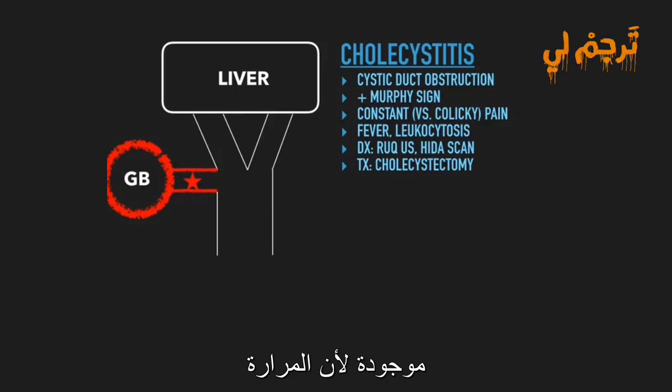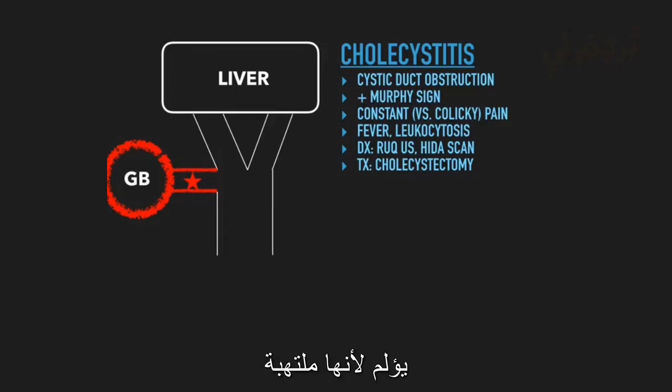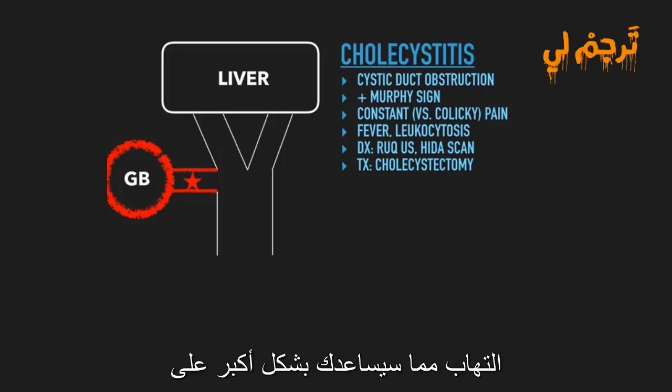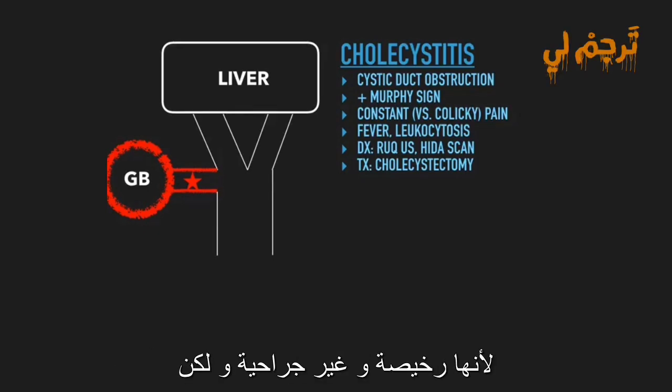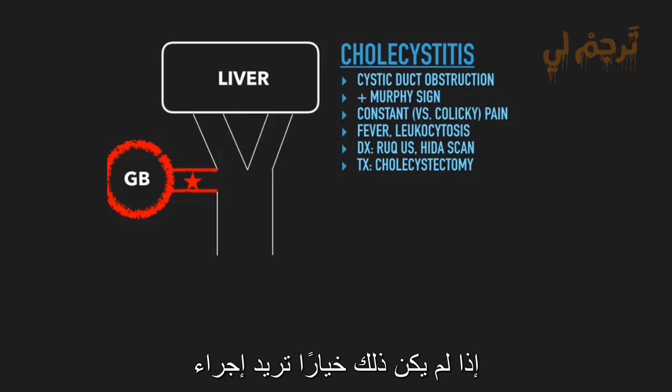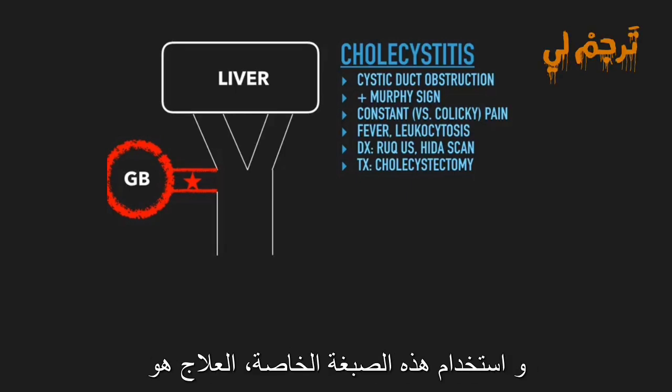The Murphy sign is there because the gallbladder comes down on the physician's hands during this maneuver, and that hurts because it's inflamed. The fever and leukocytosis should tip you off that there's inflammation, which will further help you differentiate it versus cholelithiasis, where there's no inflammation. To diagnose it, you want to do a right upper quadrant ultrasound because it's cheap and non-invasive. But if that's not an option, you want to do a HIDA scan because the HIDA scan shows you if the gallbladder can perfuse this special dye.